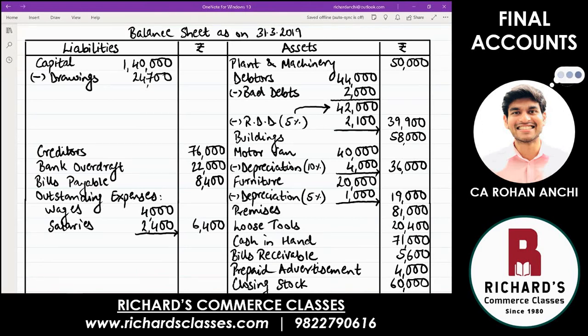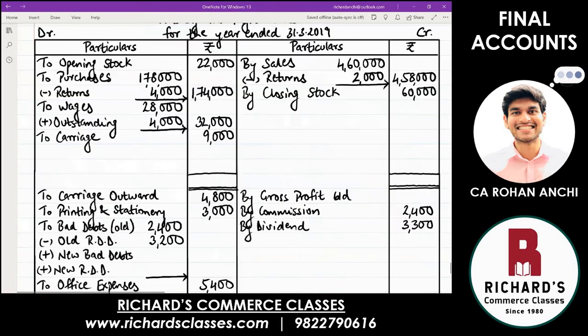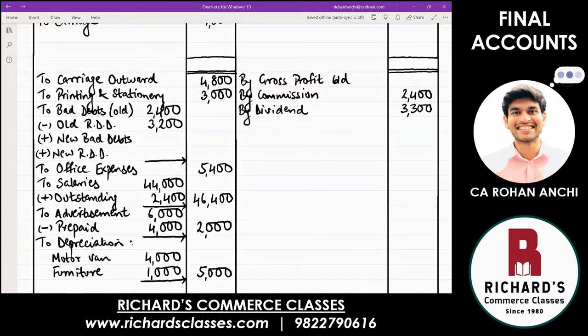Reducing bad debts and reducing RDD, this was only one effect. The other two we have already written and kept. Those 4 items, if you remember, profit and loss account debit. You have your new bad debts and now you have your new RDD. So both of them we are going to write there now in profit and loss account debit side. So old bad debts, old RDD recorded. Now new bad debts, that was 2000. And new RDD was 2100.